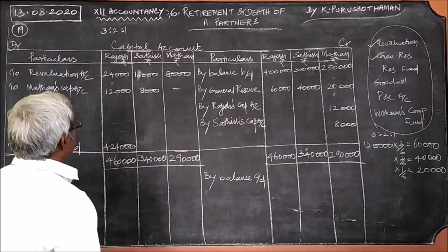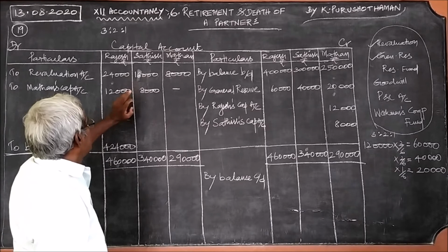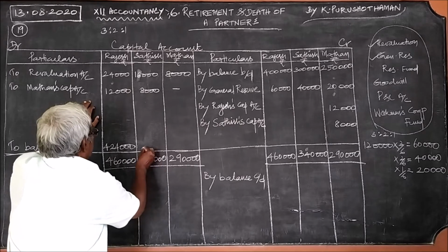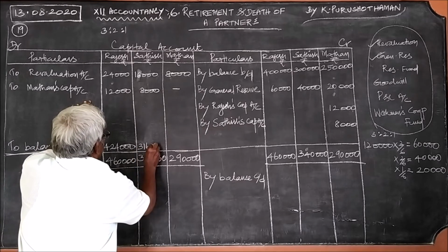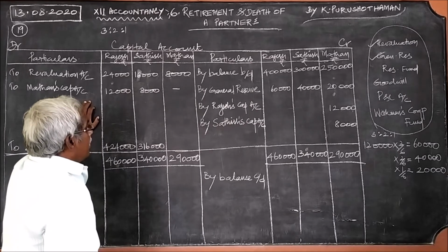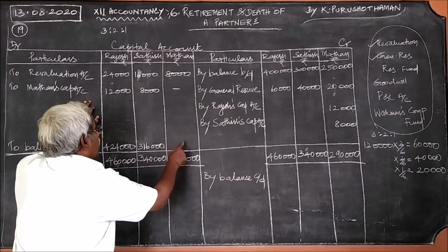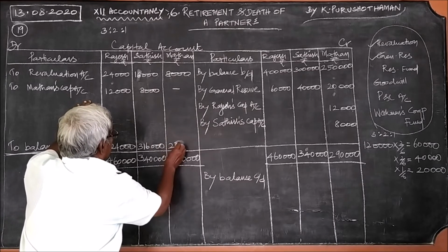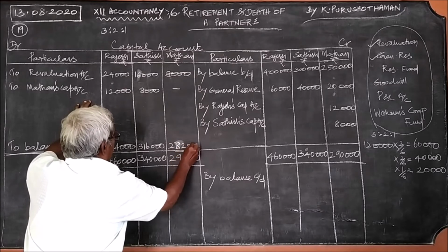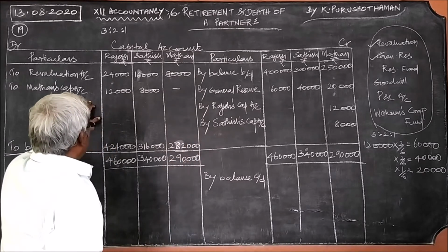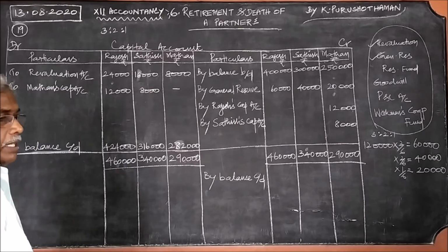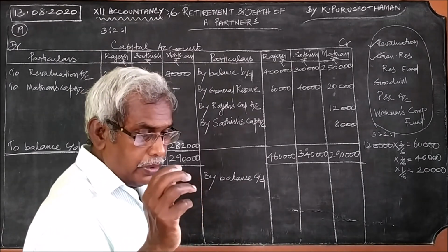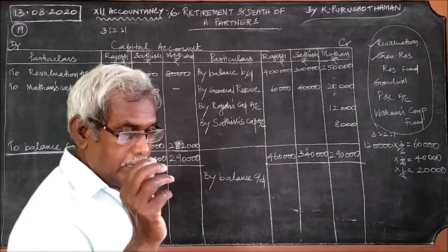4,24,000. And for Sadish, 16 plus 8, 24,000. 340 minus 24, 3,16,000. And for Madan, 2,90,000 minus 8, 2,82,000. So this should be the balance here: 2,82,000, 4,24,000 and 3,16,000. Okay, good.